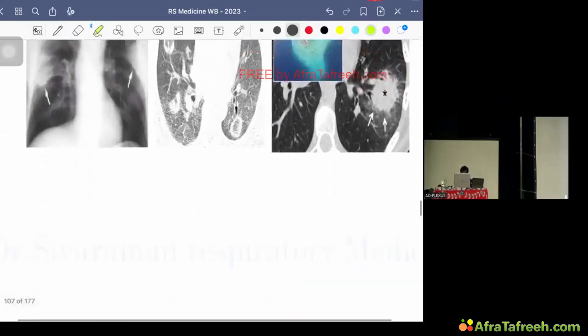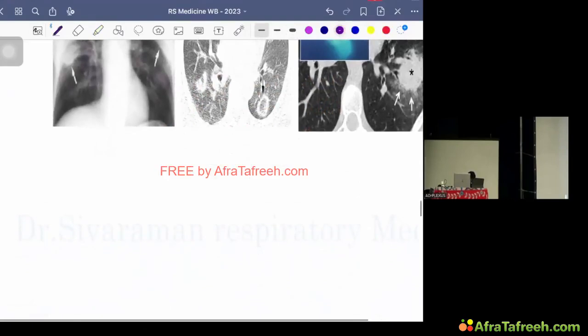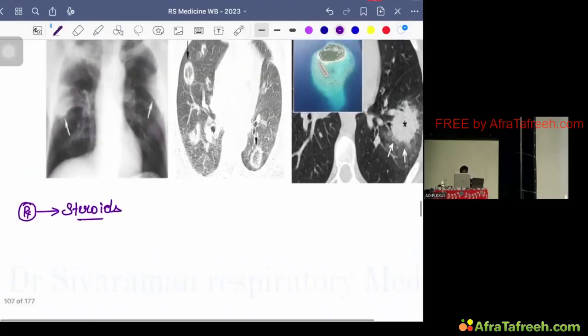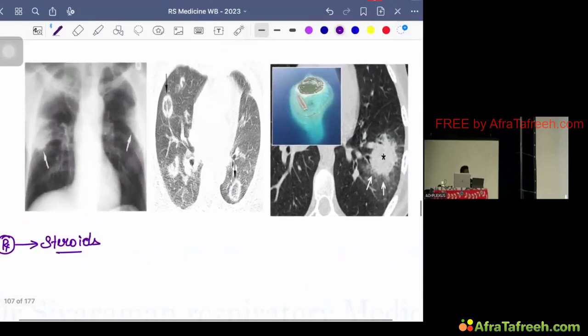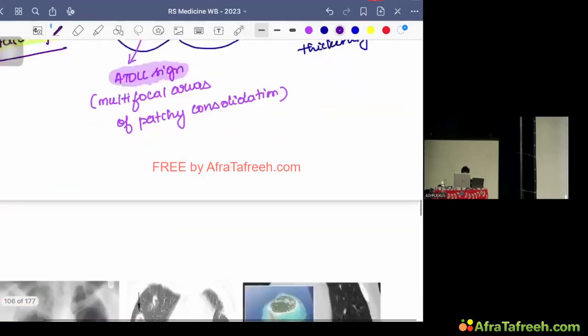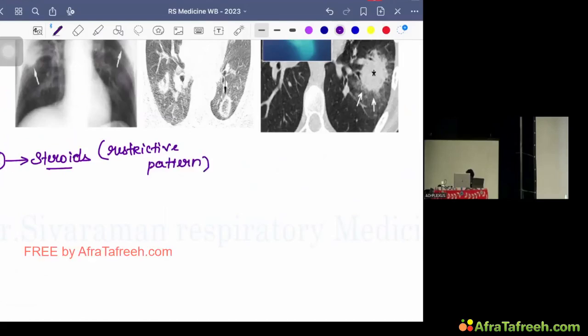Again, for treatment, there is no specific treatment here. If you are going to treat, it is going to be steroids, especially whenever it is a restrictive pattern. So this is the treatment of COP or BOOP.